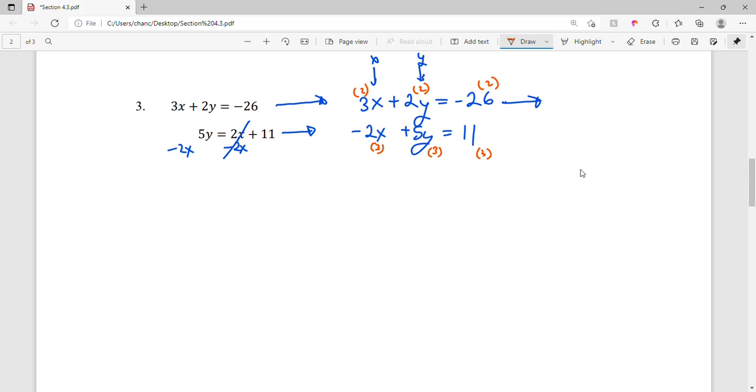Again, I want to get opposites, so I want to get the x to eliminate, and I'm targeting 6x and negative 6x because I know that's going to cancel out. The first equation becomes 6x plus 4y equals negative 52. The second equation becomes negative 6x plus 15y equals 33. We can now add.